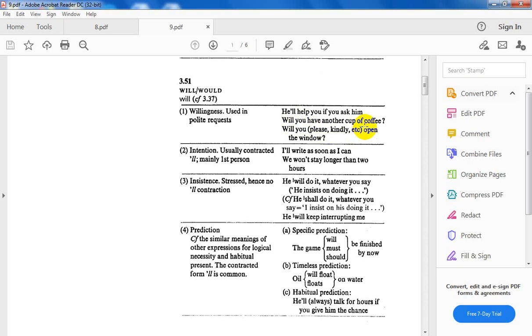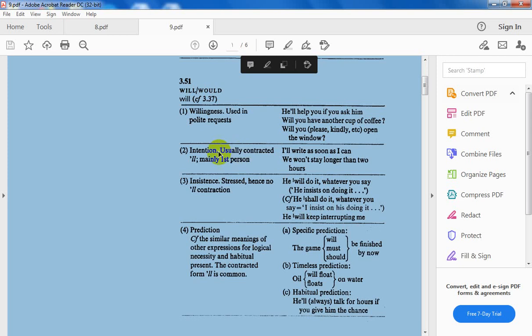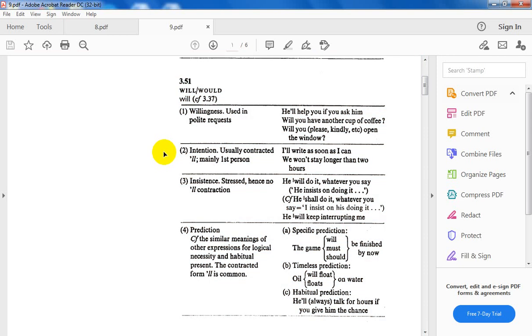The second meaning is intention. It is usually contracted in the first person. I will write as soon as I can. It means I intend to write as soon as I can. We will not stay longer than 2 hours. It means we do not intend to stay longer than 2 hours.